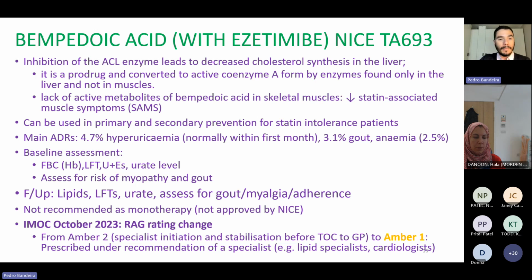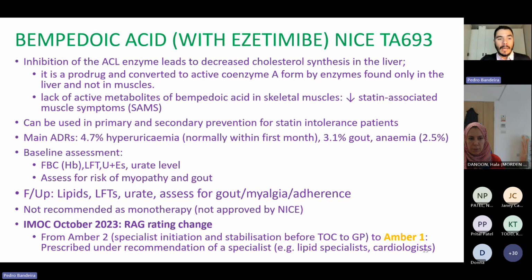And the main thing to report is that there is a small increase of gout and anemia with this drug. So if you are going to offer this as a therapy option for your patient, please make sure that they are aware that there is a small risk of gout and anemia.